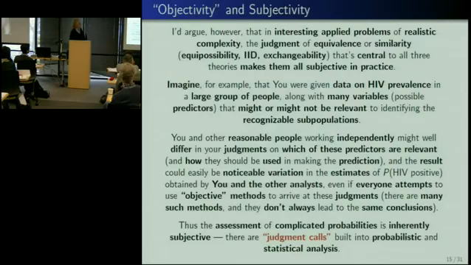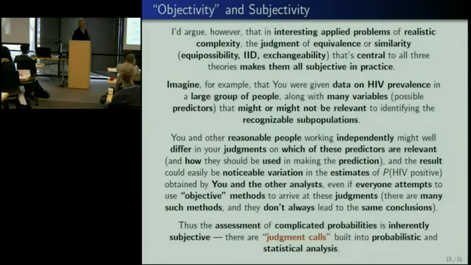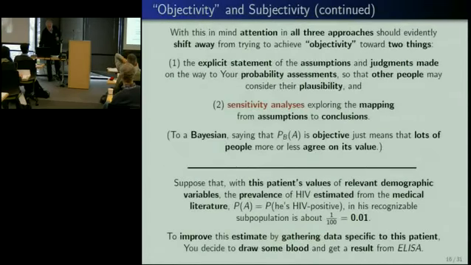You and other reasonable people might well differ in your judgments on all of those different modeling choices that I just mentioned. So the assessment of complicated probabilities in real life with us, rather than some kind of idealized superhumans, is inherently subjective. There are judgment calls built into probabilistic and statistical analysis, and there always have to be, the same way there are judgment calls built into all aspects of science. And so that means that Mr. Venn was actually chasing an unattainable goal.